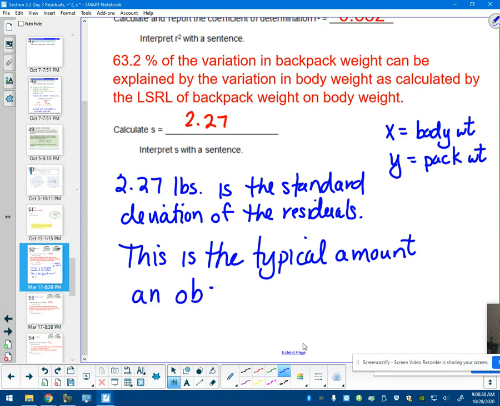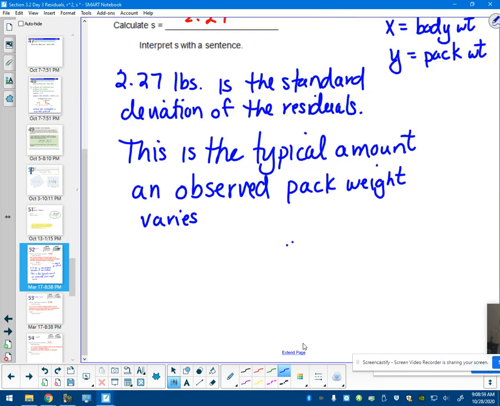and observed. It's all about the Y's. R squared and S are all about the Y values. And observed pack weight differs or varies, whatever you want. I think we used varies before, but you can use differs. Whichever term you want, I'm okay with that. That you get to have a choice on. From its predicted pack weight.